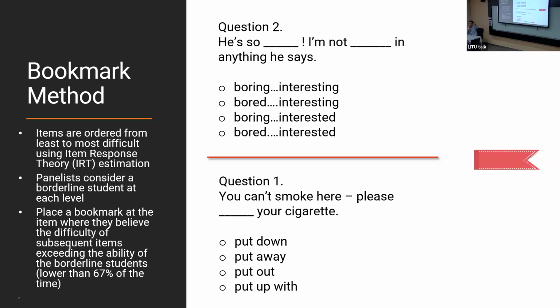And then different panelists have different bookmark points, and then they have to do more discussions and they have to agree on the bookmark point. Okay, so this is how you do the bookmark method. The bookmark method seems to be more straightforward, but the problem is if you have reading or listening passages, it is really complicated because you have to go back and forth, right? Because different passages ordered on the same page is quite complicated.